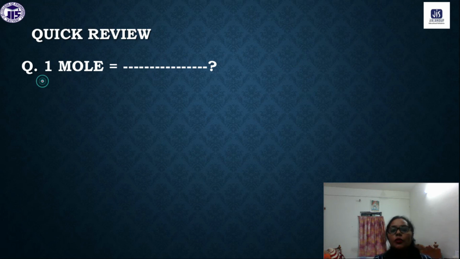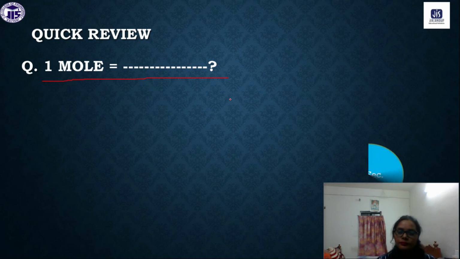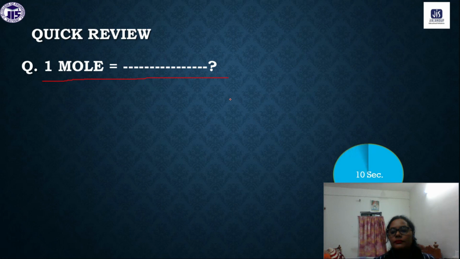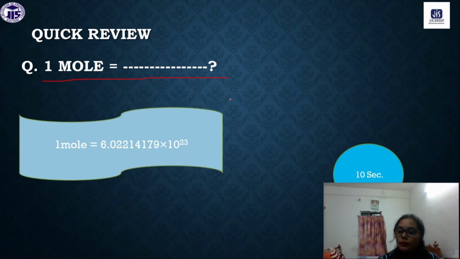So the question is, 1 mole equals how much? For this you will get 10 seconds. Your time starts now. Whatever I have discussed, you have to remember to answer this question. Okay, now your time is over, and you're absolutely right. The answer is that 1 mole equals the Avogadro number, that is 6.022141179 into 10 to the power 23. Okay, so this is the correct answer.